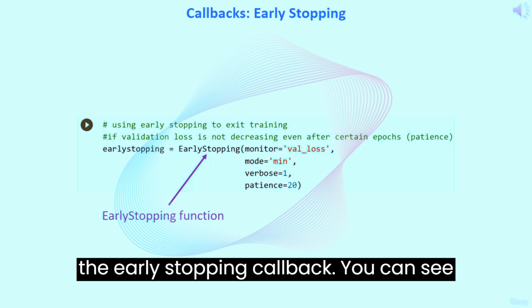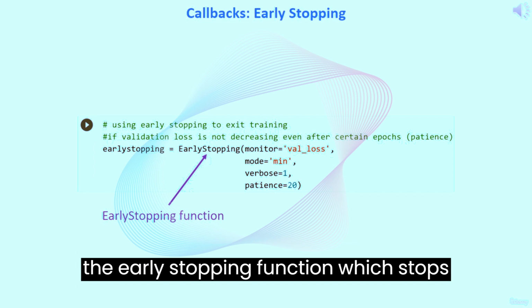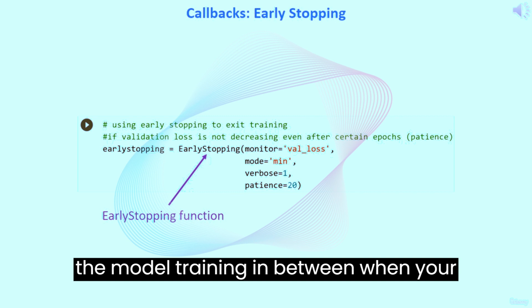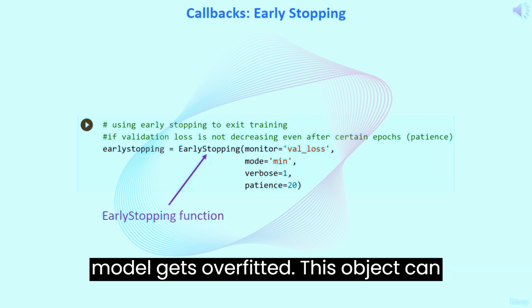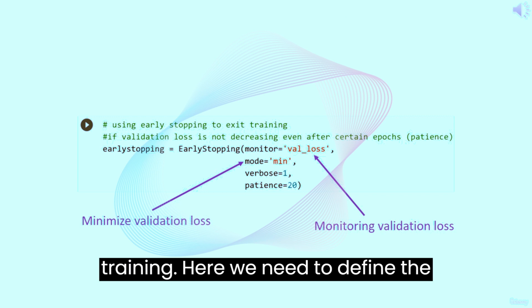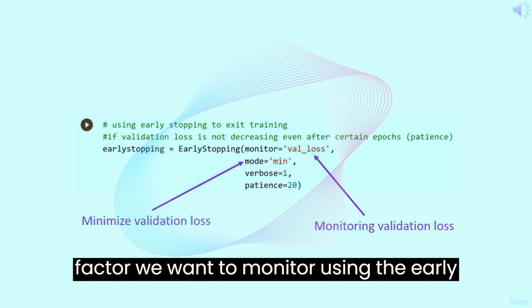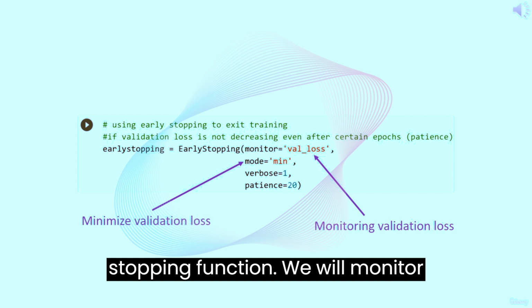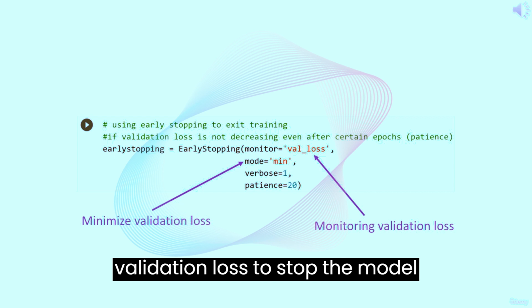Here we define the early stopping callback. You can see the early stopping function which stops the model training in between when your model gets overfitted. This object can perform actions before, after, or during training. Here we need to define the factor we want to monitor using the early stopping function. We will monitor validation loss to stop the model training.